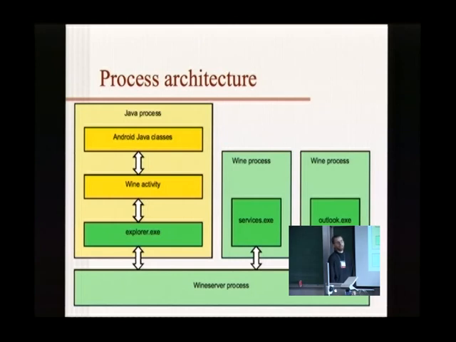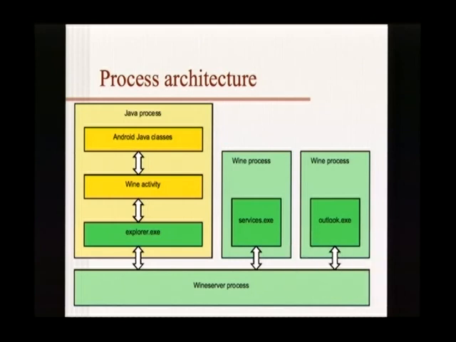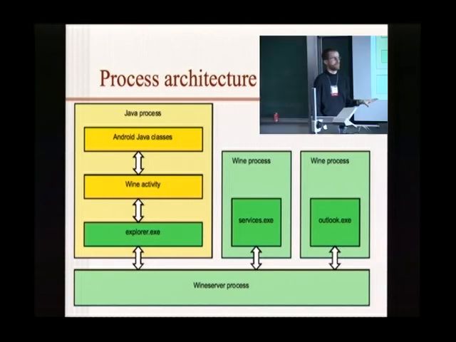So a little bit about the architecture, how this is all working. So in Android, normally you have a Java process, so this is the main process that's running the Java VM. And you have all the Android Java classes running inside that process. And you don't actually have much control over the process layout in Java. So you cannot, for instance, tell Java, create me a new process. So what I'm doing is the wine activity. So this is a Java class that's basically an activity. An activity is an Android application.